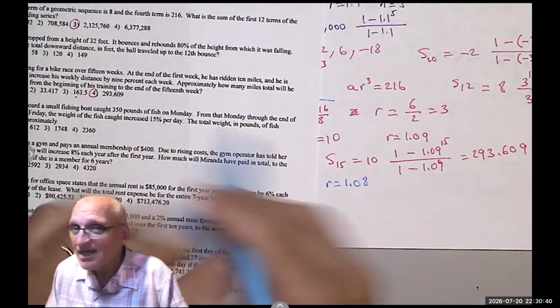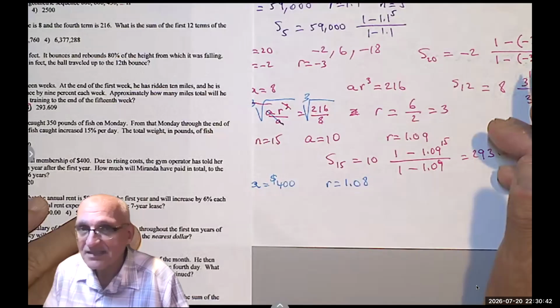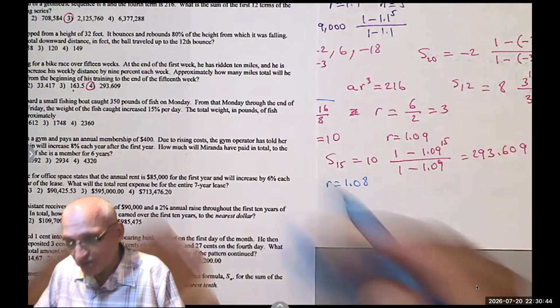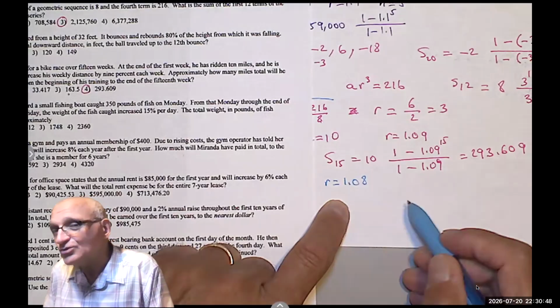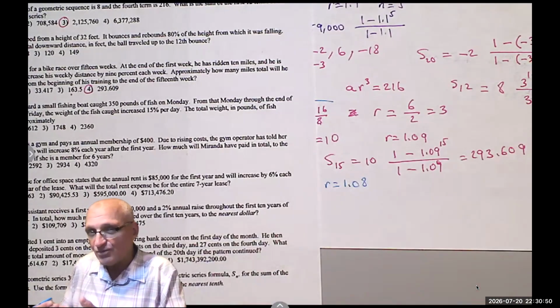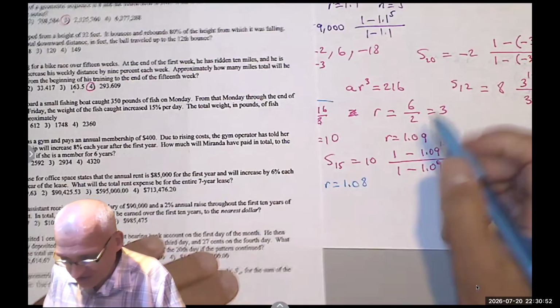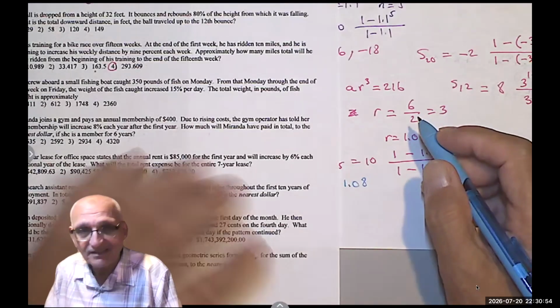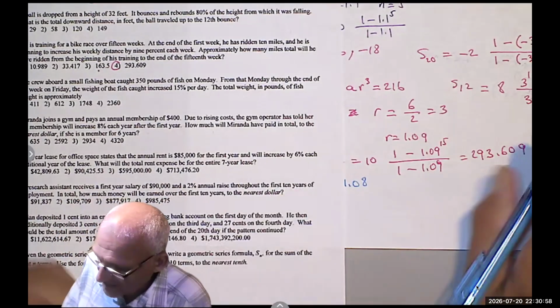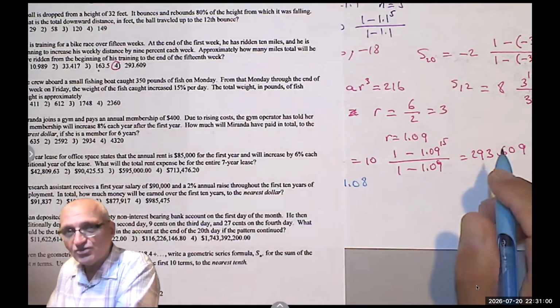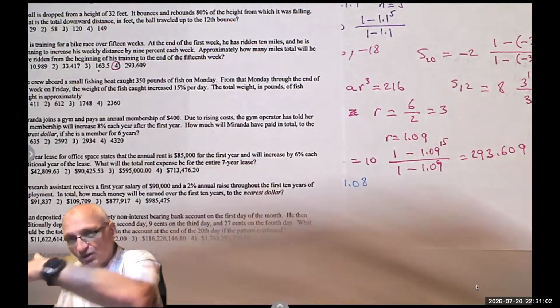I want you to see why it makes sense to use 8% increase. If it's 8% decrease, then R would have been 0.92. I would subtract 0.08 from 1 if it was decreasing, because you can have that. Like I showed you the infinite series, 1/6, 1/12, 1/24. It's getting smaller and smaller.